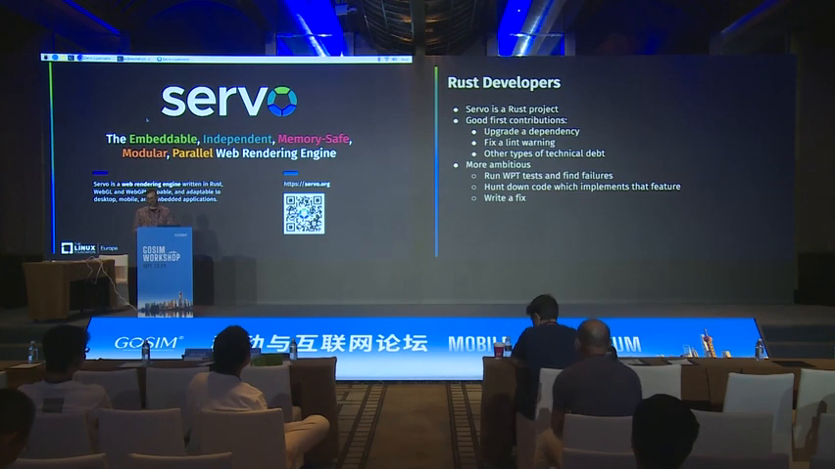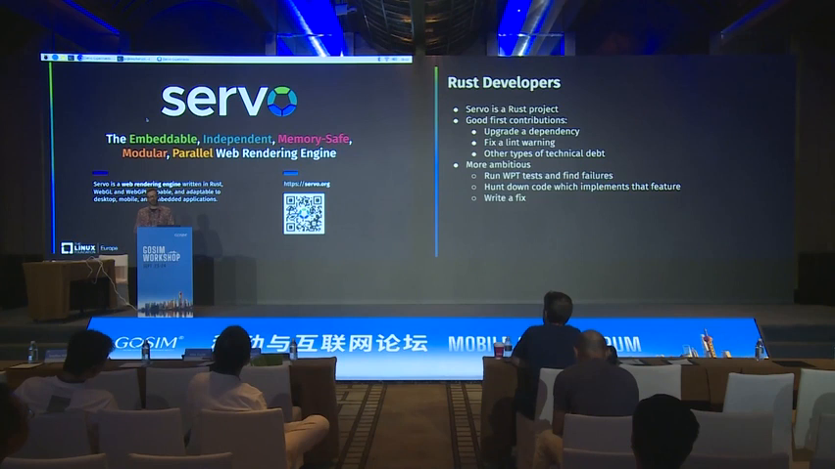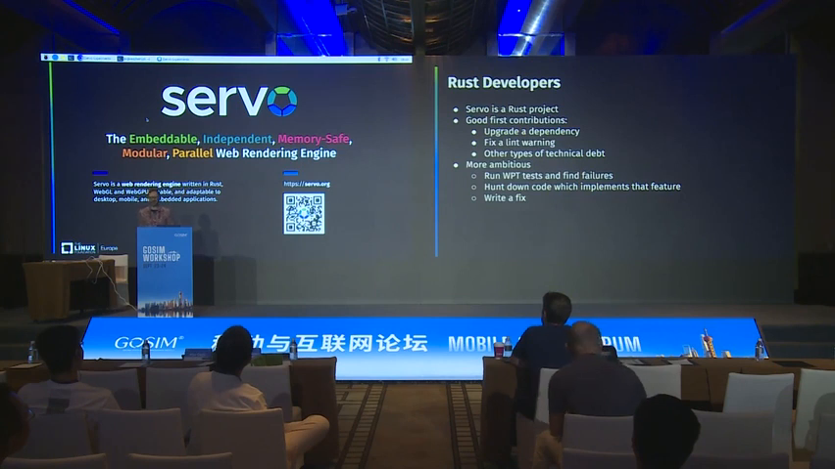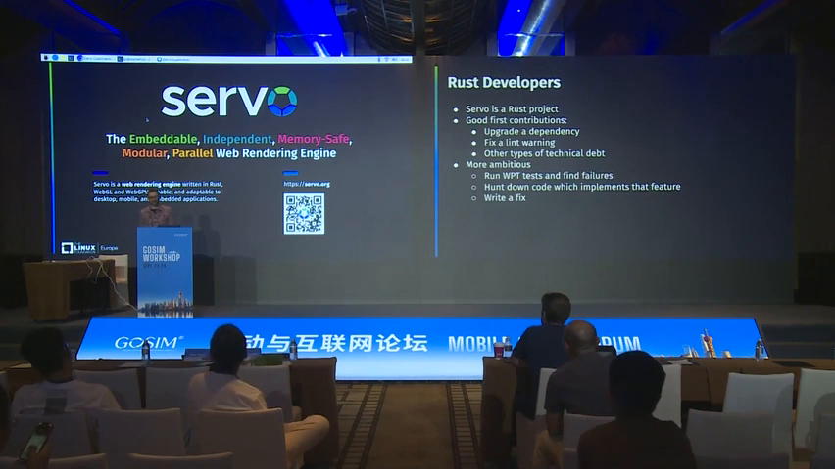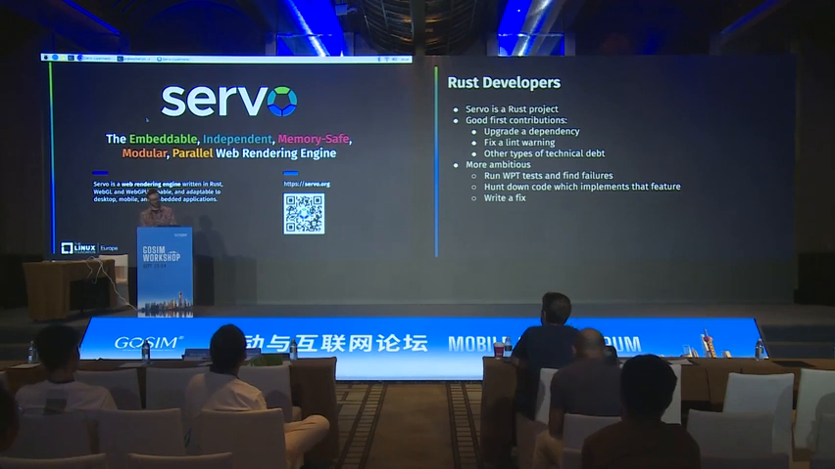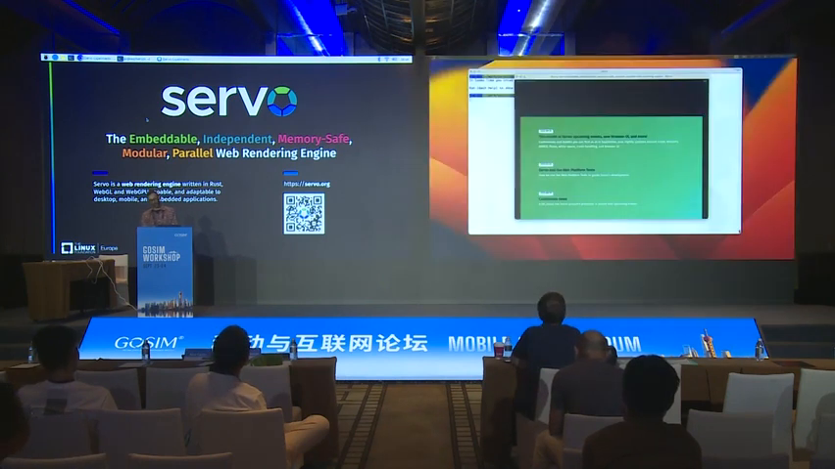If you're more ambitious, say you want to get started with something more complex, you can run the web platform tests locally, find tests that fail, and then figure out what code in the browser is implementing that feature, and then write a fix. Simple as that. And I'll show a little bit of that in a second. I want to start out with this idea of porting legacy tests, though. We'll see how well this works.